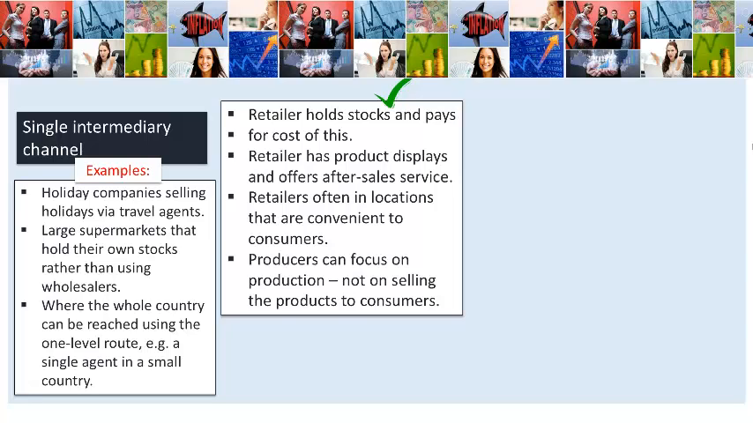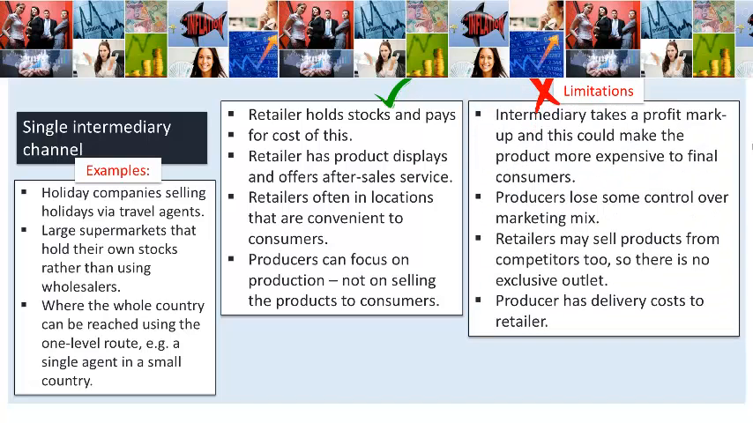Now retail, the advantages here: retailers hold stocks and they pay for the cost of this. The retailer has product displays and offers after-sales service, and retailers are often in locations that are convenient to consumers. Producers can also focus on the production. They can specialize, so they won't be selling the products to consumers. They specialize on manufacturing and then getting their product into the shops.